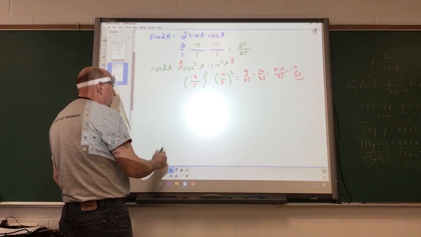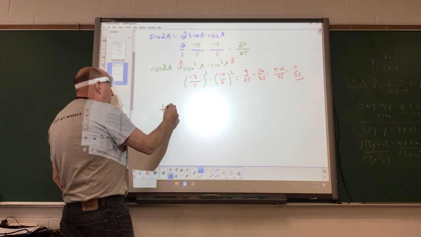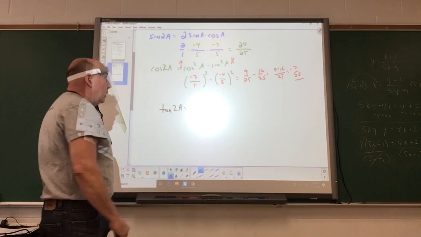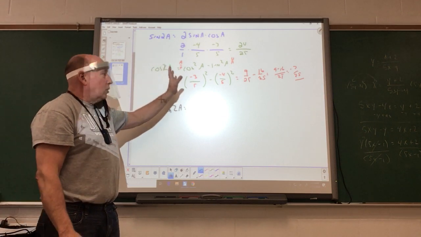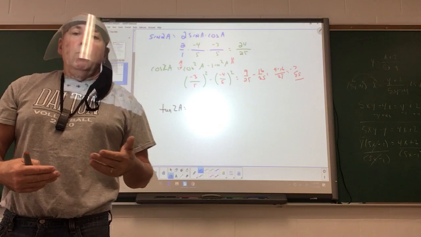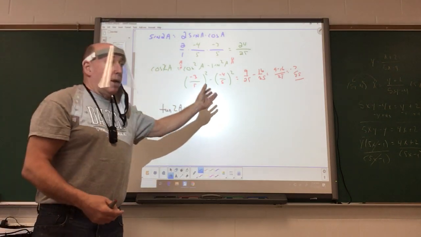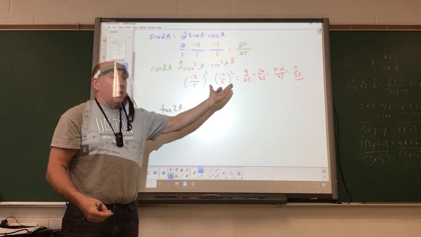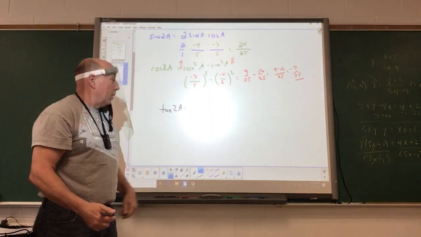Tangent 2A. Once again, I could use 1 minus 2 sine squared of A, or 2 cosine squared of A minus 1, come up with the same solution. Once again, the nice thing about this, I could do a lot of things mentally here, and I don't have to worry about a common denominator. It's already there for me.